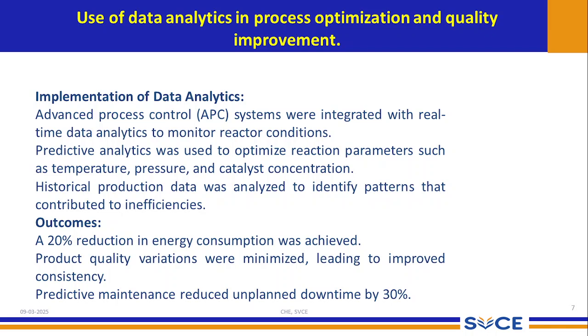Okay, so by implementing advanced process control, predictive analytics and historical production data, once you collect it and give it to the AI algorithm, that will help you overcome these difficulties, so that a 20% reduction in energy consumption was achieved. In this case, product quality variation was minimized, leading to improved consistency. Predictive maintenance reduced unplanned downtime by 30%.